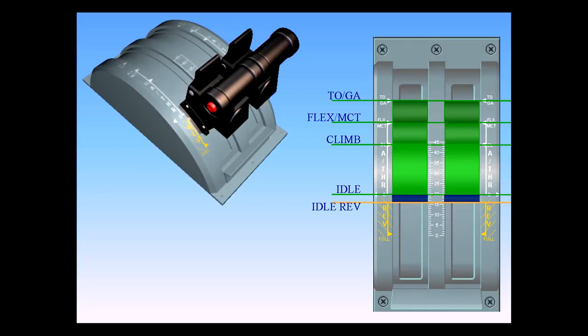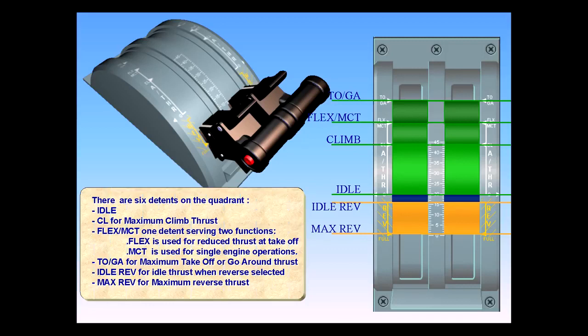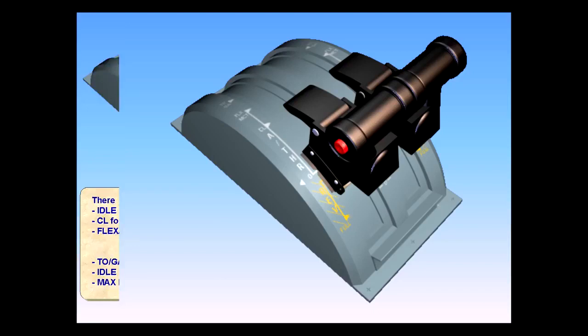Idle reverse for idle thrust when reverse is selected. Max reverse for maximum reverse thrust. Thrust control can be achieved in 2 ways: manually, using the thrust levers as in a conventional aircraft; automatically when the auto thrust is engaged.